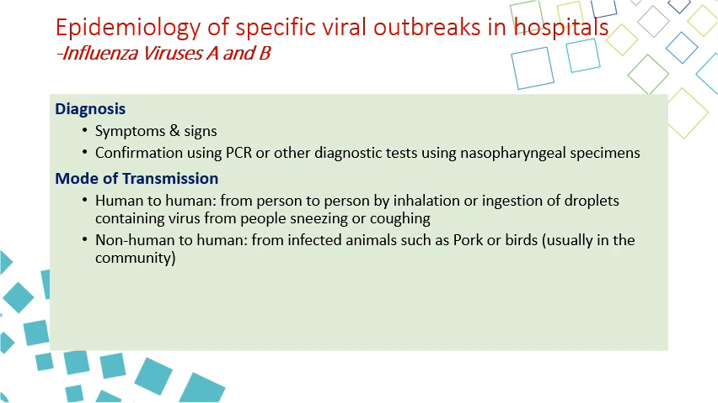Influenza is transmitted from human to human through droplet transmission and also ingestion of droplets during coughing and sneezing. But it can also be transmitted from animal to human, especially swine influenza and bird influenza, which can be transmitted from pigs and birds to humans.